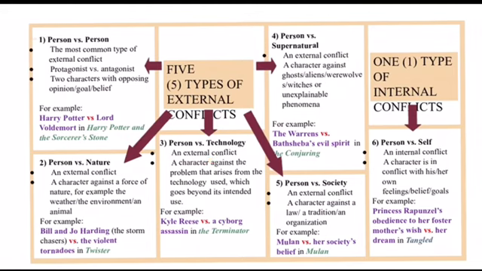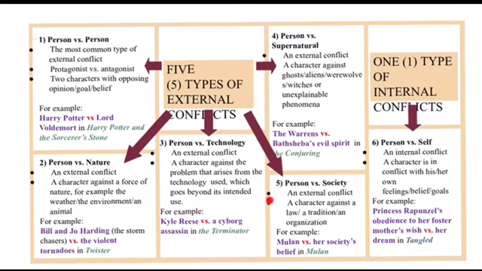The fourth type of external conflict is person versus supernatural. This is an external conflict in which a character is against ghosts, aliens, werewolves, witches, or any unexplainable phenomena. For example, in the movie The Conjuring, you can see that the Warrens are against Bathsheba's evil spirit. So this is a conflict between people versus supernatural.